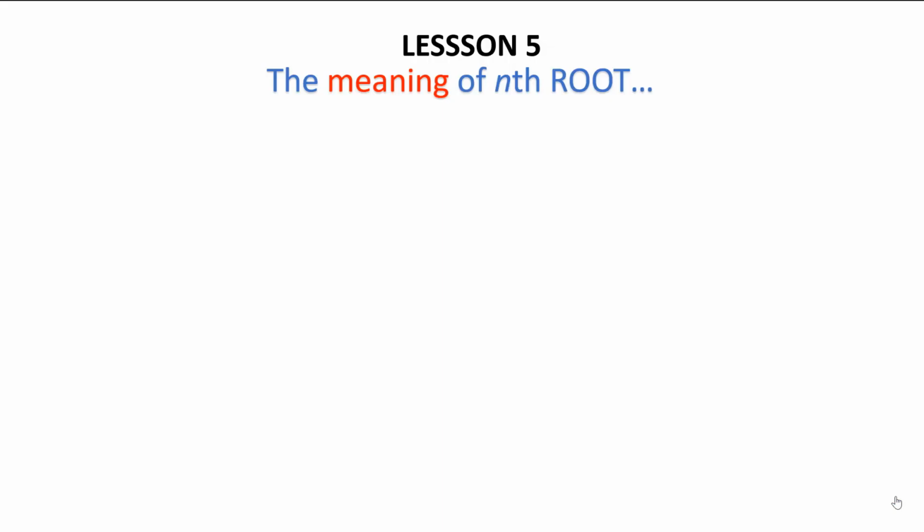This is lesson 5, which we did not get to in class, and it starts out with the meaning of nth root. When we talk about the nth root of a number, what do we mean? Well, if we talk about the square root of a, what we mean by that is the number that you multiply by itself to get a. So the square root of a times the square root of a is a. That's the definition of square root.